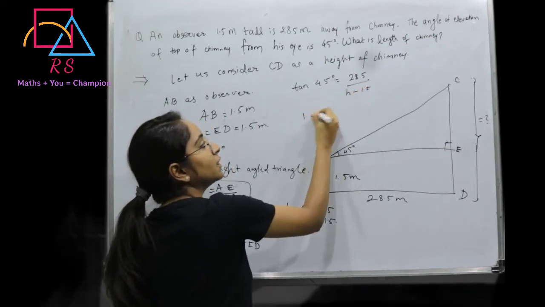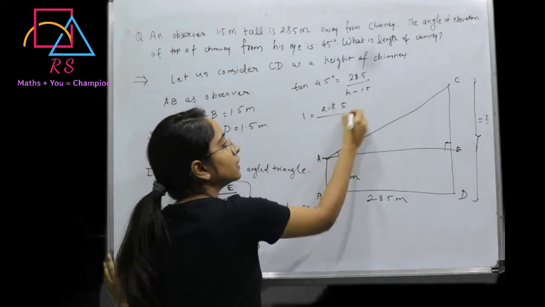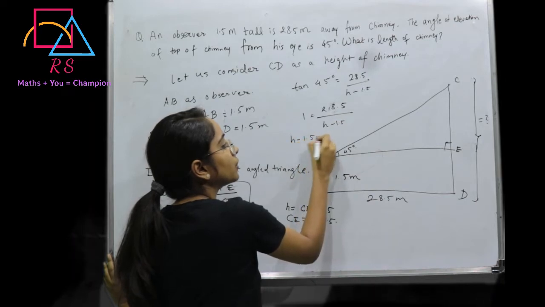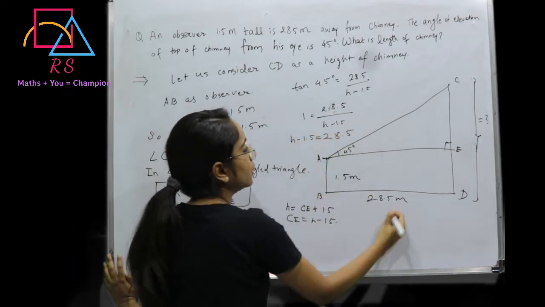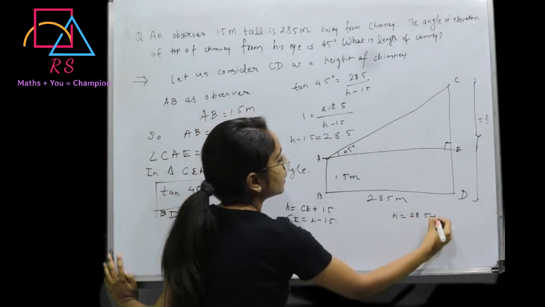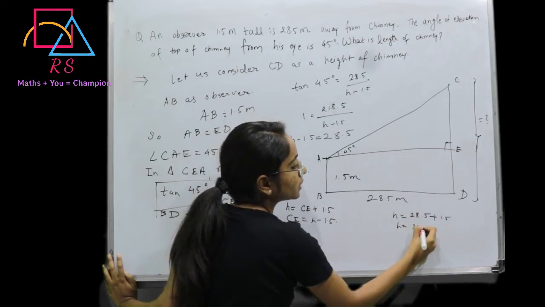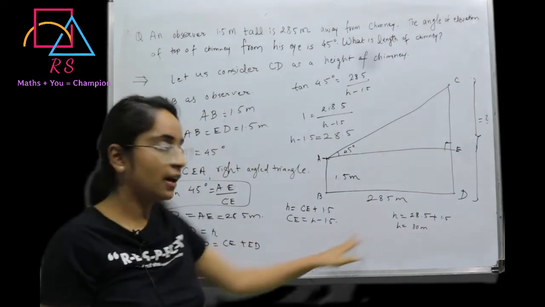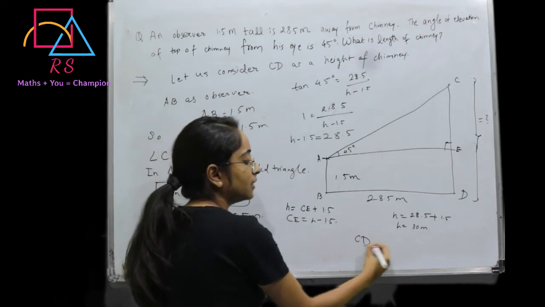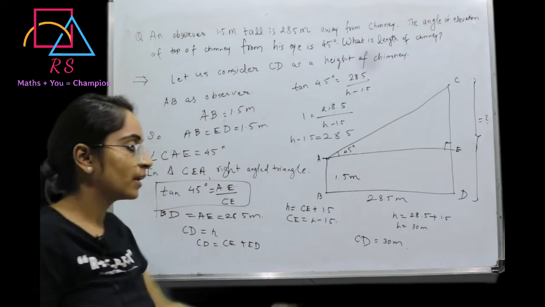So tan 45 is 28.5 upon H minus 1.5. So I get, further solving, H minus 1.5 equals 28.5. So further, H is equal to 28.5 plus 1.5, as minus will become plus on the right hand side. So H is equal to 30 meters. So we have considered H as nothing but CD, the height of the chimney. So thus we get the required result, that the height of the chimney, which is CD, is 30 meters.